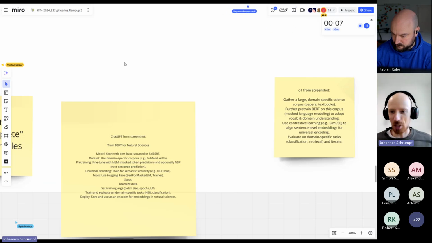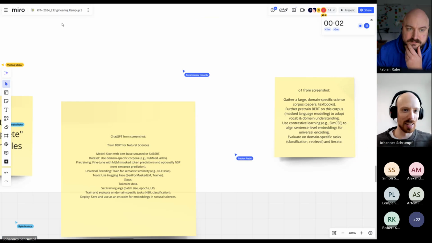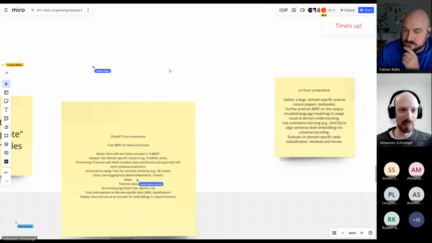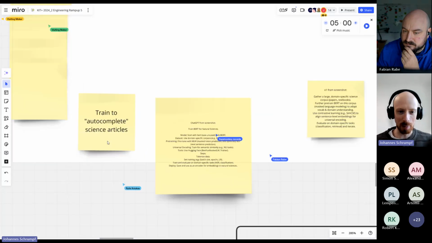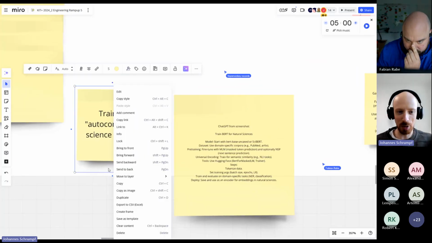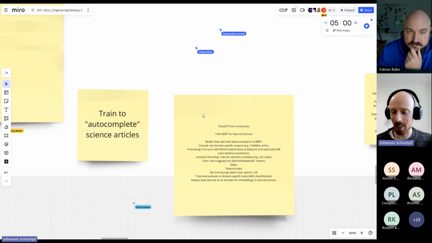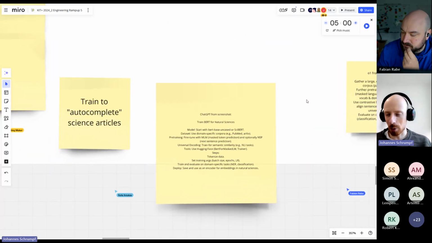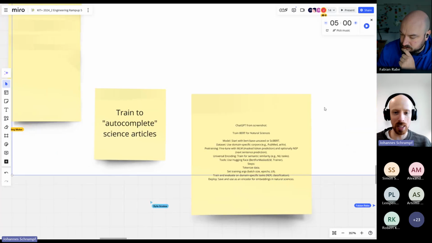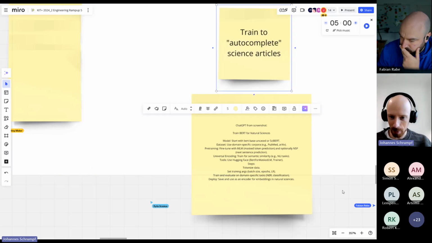Not very surprising that ChatGPT gives a similar answer twice. Cool, thanks a lot. Also, thanks to Vitis for the autocomplete science articles suggestion. And going through the answers from ChatGPT, there's the consensus that this could be a training strategy, right? So the autocomplete science articles, right?